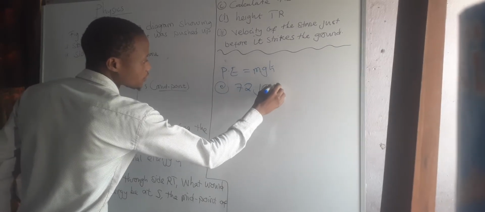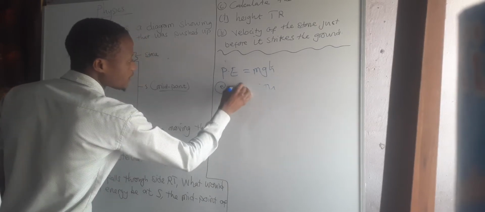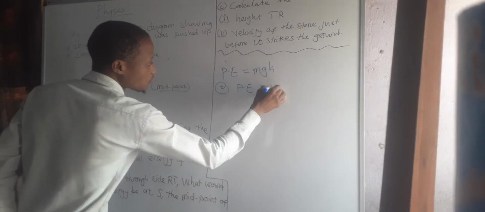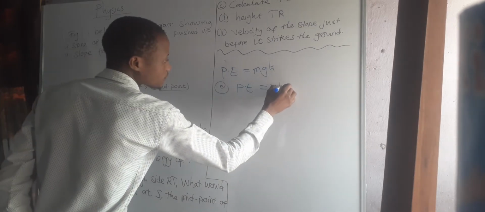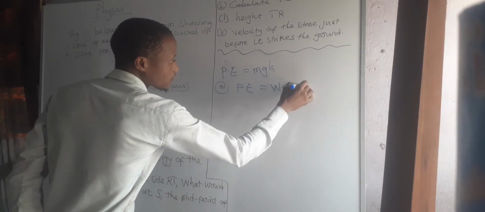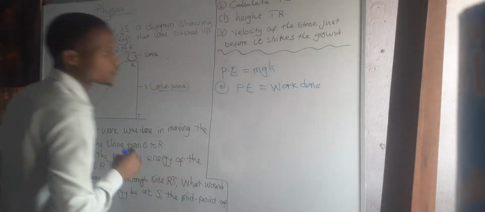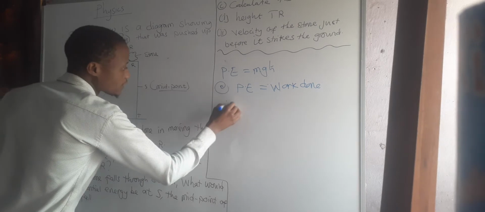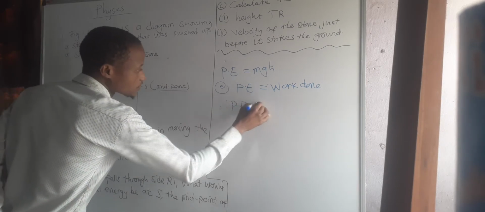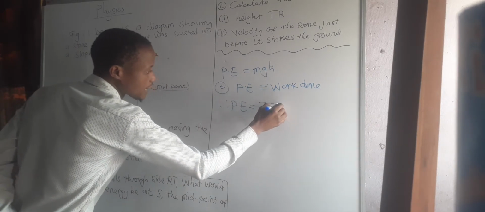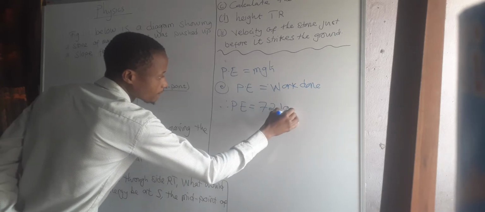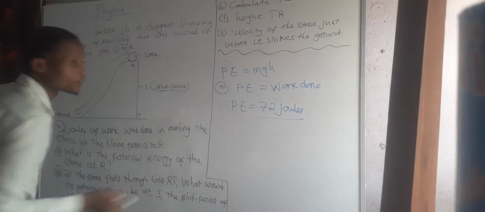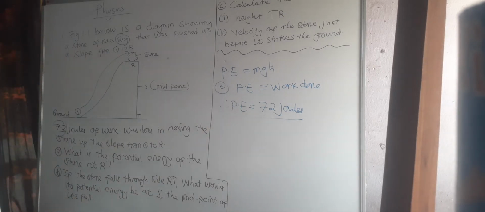Okay, let me say potential energy is equal to the work done. The work done was 72 joules, which makes potential energy equal to 72 joules as well. So the potential energy in this case is 72. Okay, we move to the next question.